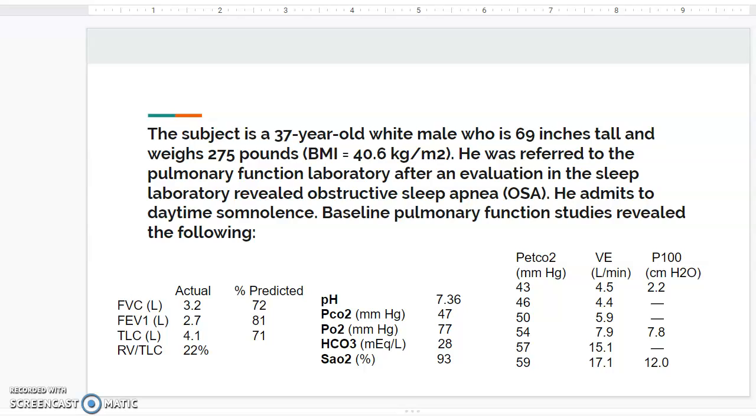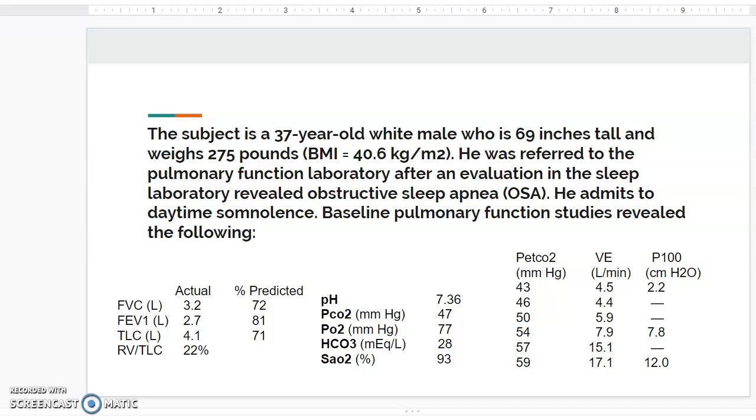Okay, this case is of a 37-year-old white male. He is 69 inches tall and weighs 275 pounds. So his BMI is 40.6. He's referred to the pulmonary function lab after an evaluation in the sleep laboratory revealed obstructive sleep apnea. He admits to daytime somnolence. His baseline pulmonary function studies are revealed below.